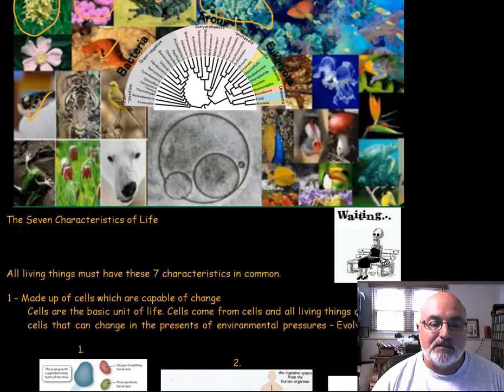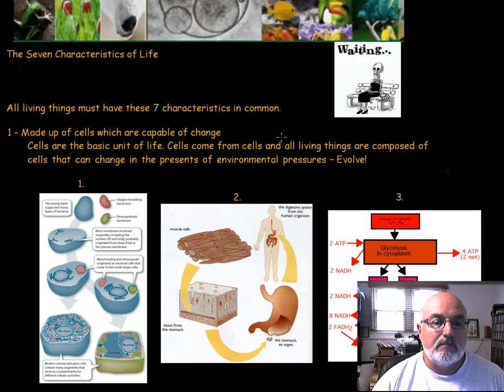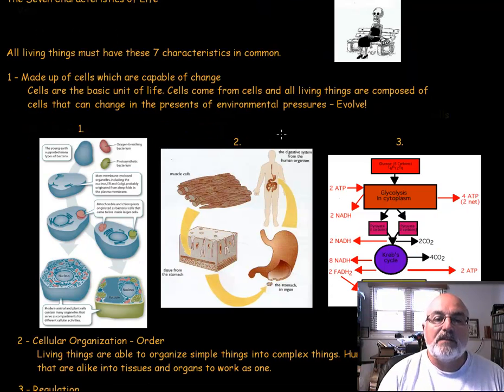Okay, so let's talk about the 7 things. All living things must have these 7 characteristics in common to survive. First one is it's got to be made up of cells. And by definition, cells are capable of change. Cells are the basic unit of life.